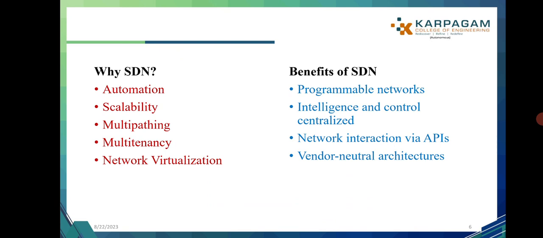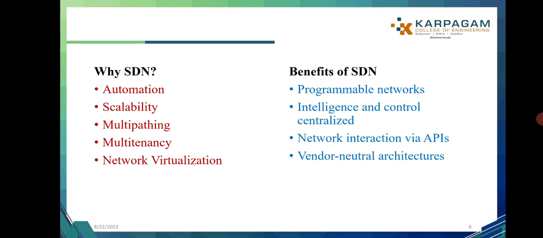As I have given here, the points are automation, scalability, multipathing, multi-tenancy, and network virtualization. Automation: every process is automated, so there is no manual intervention for any process to happen successfully. Coming to scalability, if you want to increase the resource, that will be automated. Scale up is increasing and scale down is decreasing the resource. If a resource is underutilized, you can scale down using this automation process.